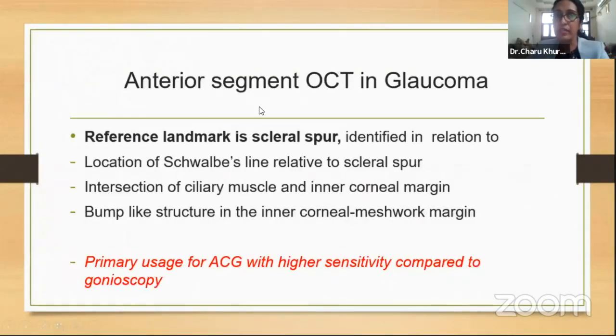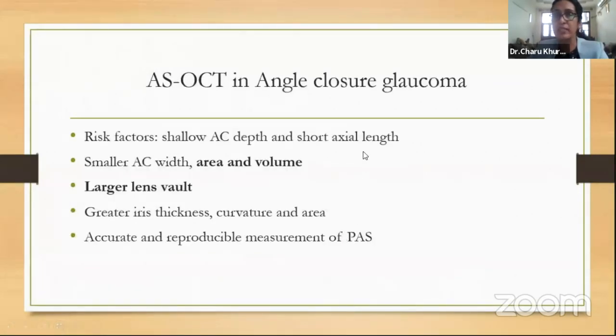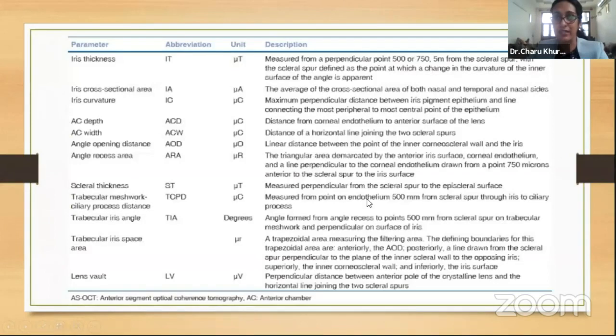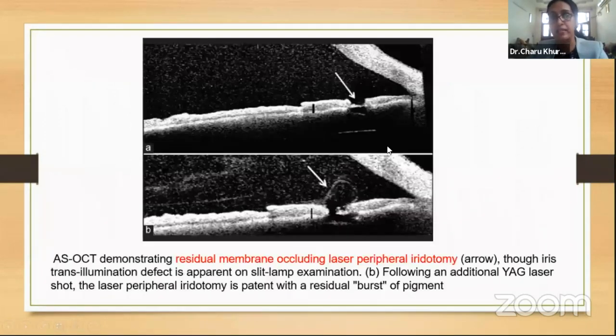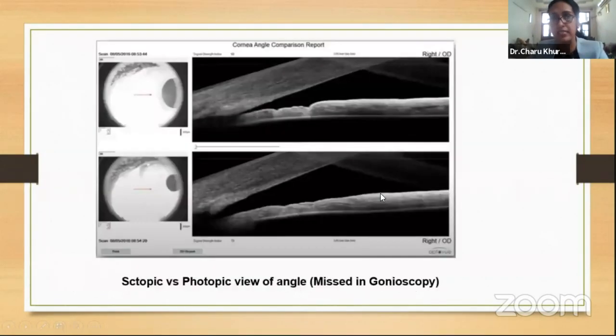Before I finish, a quick word about anterior segment OCT. The landmark that is important is the scleral spur, and it is usually done for patients with angle closure glaucoma who have a shallow AC depth and a shorter axial length. I don't have much time, I'll go through this quickly. These are the parameters we look at. You can actually visualize a closed angle right up to the Schwalbe's line, a membrane which was persisting after a YAG laser, and this was then realized in a second sitting.